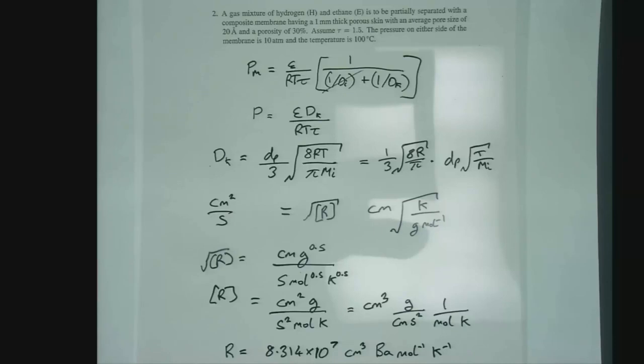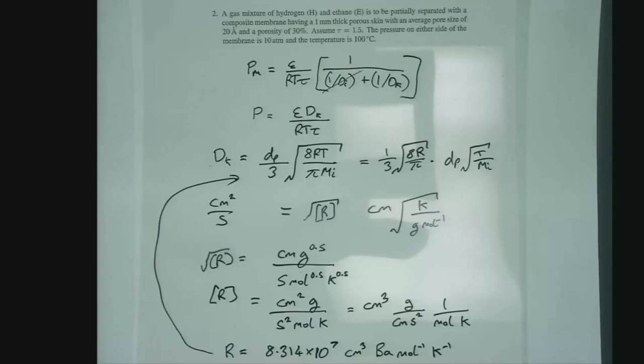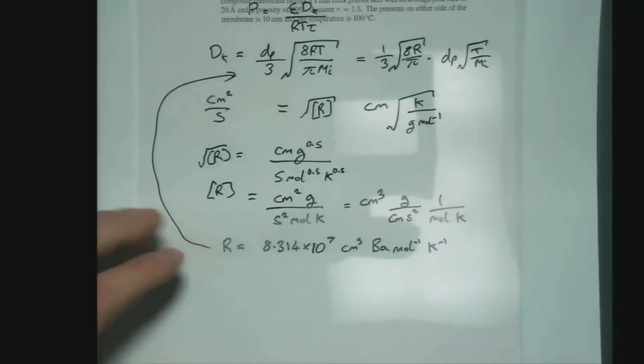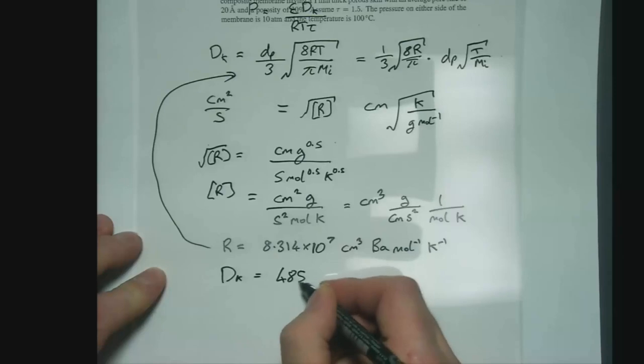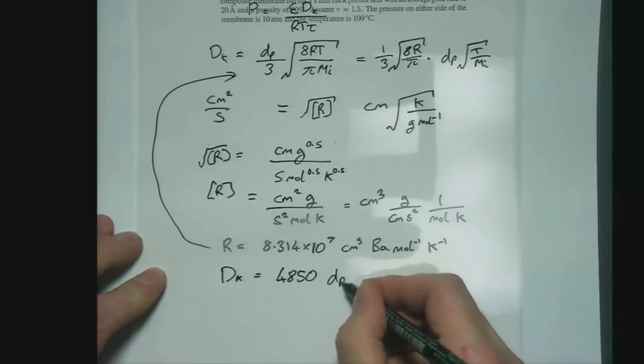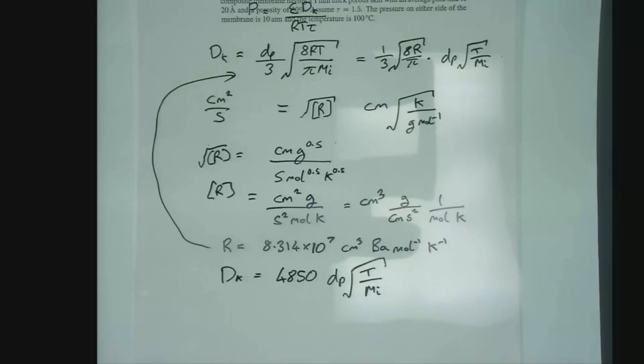And then if we were to put this value back into this equation, we generate that the Knudsen diffusion can be given by 4,850, the diameter of the pore, the temperature over the molecular weight. And that's the equation that was given in the notes to calculate the diffusivity in centimetres squared per second. Okay?